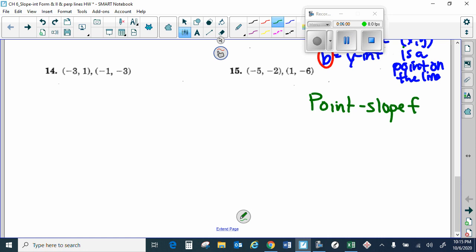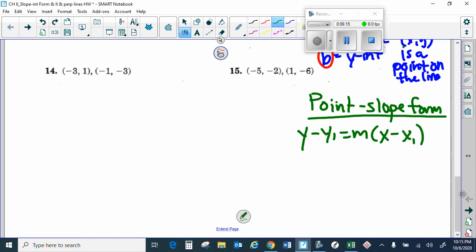Point slope form. It's called point slope form because you have a point you're going to plug in there, and you have the slope you're going to plug in there. So it is y minus y sub 1 equals m times the quantity x minus x sub 1, where x sub 1 comma y sub 1 is your point, okay, and obviously m is your slope, same as slope intercept form.